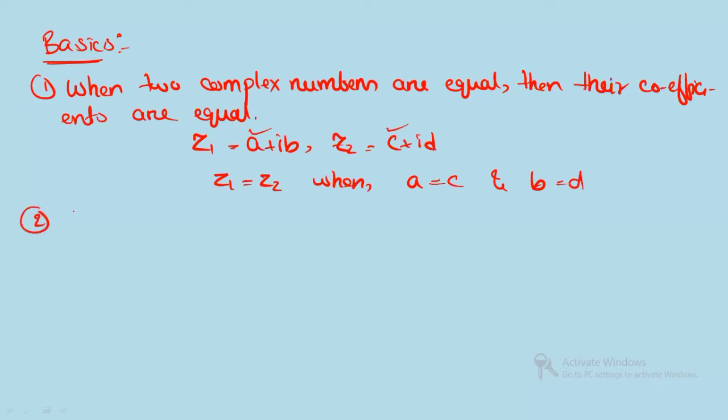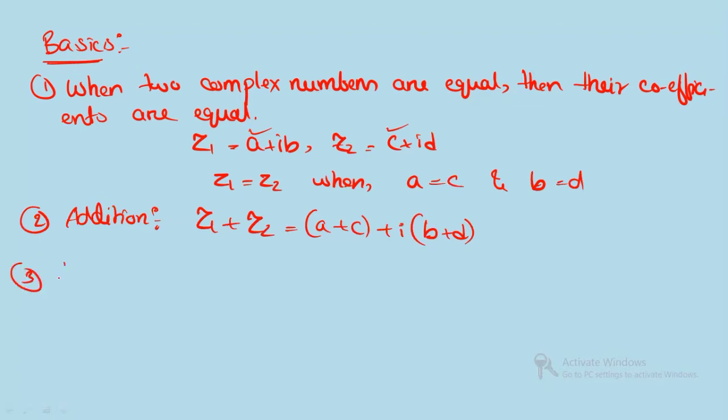The second is how we can add complex numbers. For addition, z1 plus z2, you will add the real parts coefficients, that is a plus c, plus taking i common, you will do the imaginary parts addition, b plus d, the coefficients of the imaginary part. And similarly you can do subtraction also in the similar way, z1 minus z2. So how will you do it?